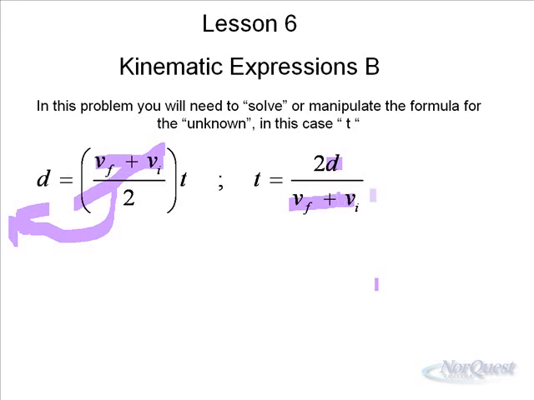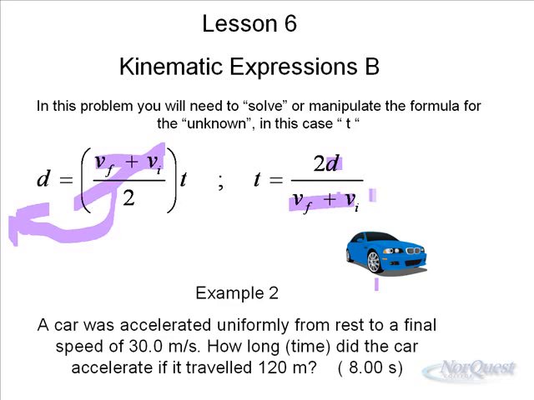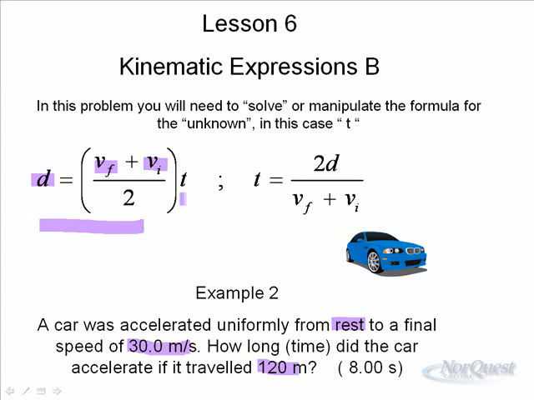Example. A car was accelerated uniformly from rest to a final speed of 30 meters per second. How long did it take the car to accelerate if it traveled 120 meters? So again, you can see that we're starting from rest, so our initial velocity is given as 0. A final speed of 30 meters per second, there's our final, and it travels 120 meters. There's our d. So they've given us 3 of these, but they haven't given us d.